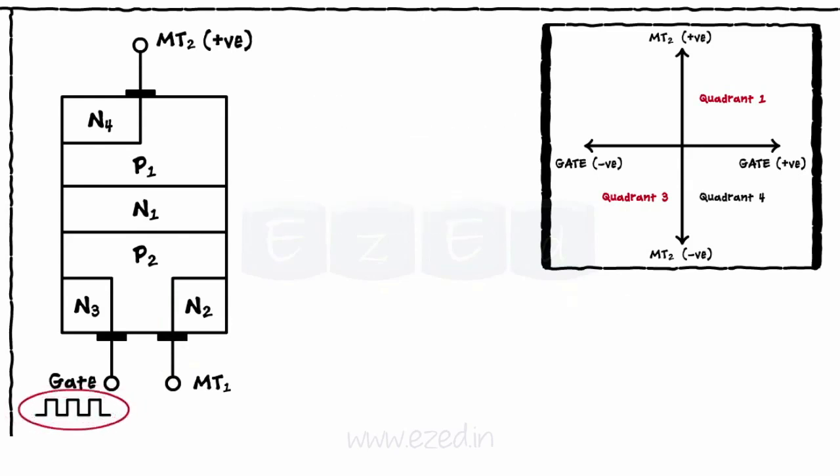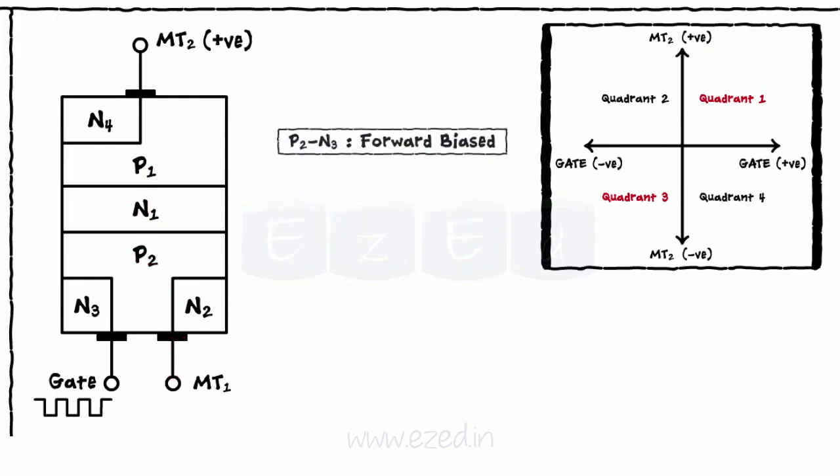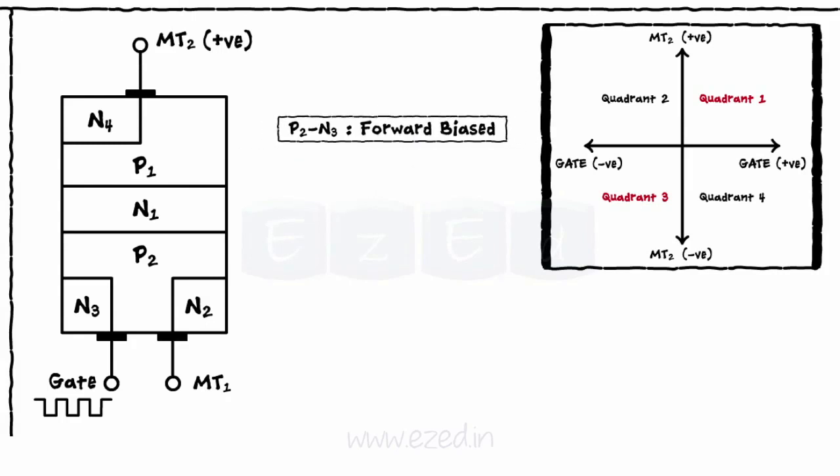Now let's see what happens when we apply a negative gate pulse by keeping the MT2 terminal positive. Though the path of current flow remains the same as in mode 1, now junction P2N3 is forward biased and the current carriers injected into P2 turn on the TRIAC.